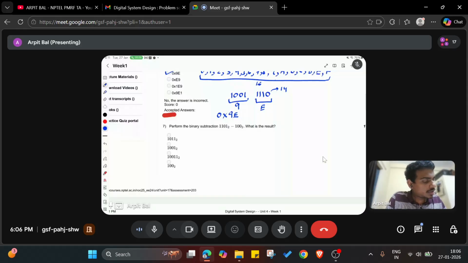In the next question, we are supposed to perform binary subtraction of these two given numbers, 1101 and 100. And we need to mention what is the result. So if I subtract, 1 minus 0 is 1. This is 0. This is 0. This is 1. So this is the answer. So 1001, option.